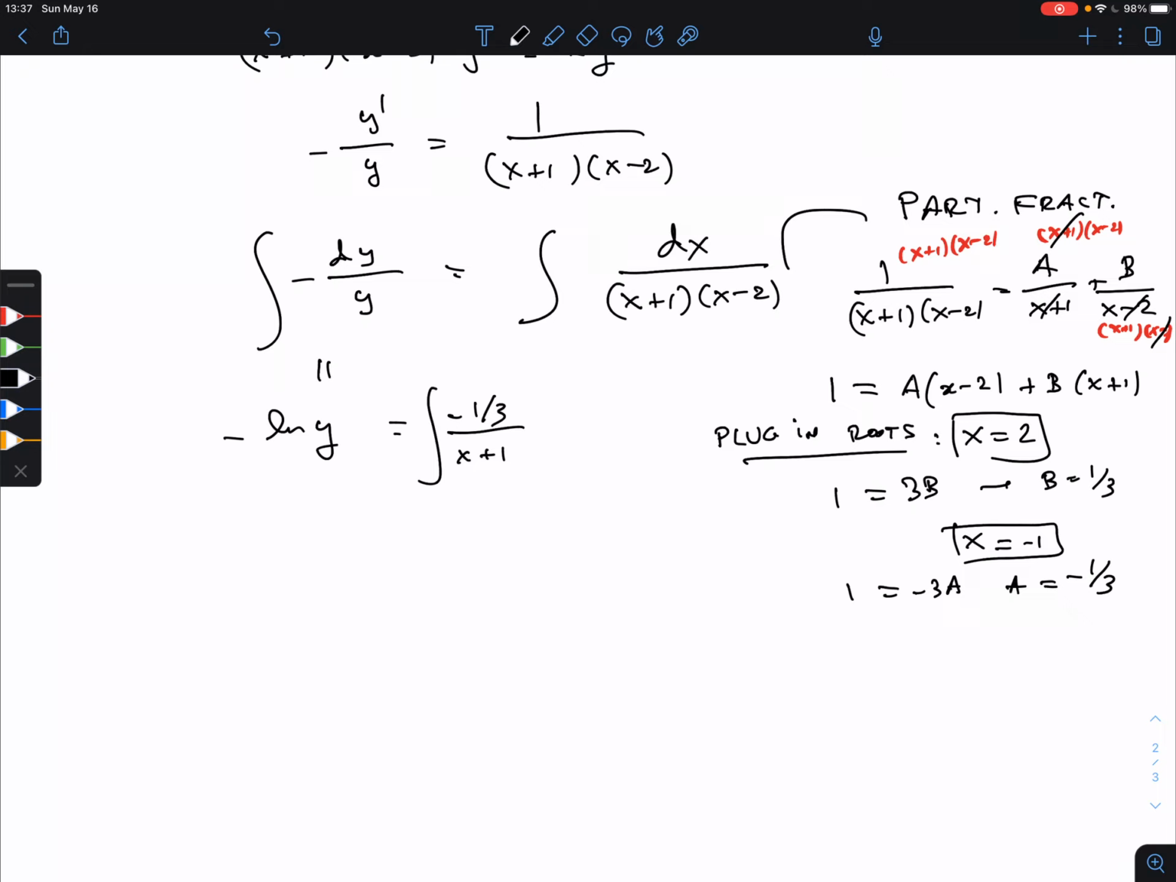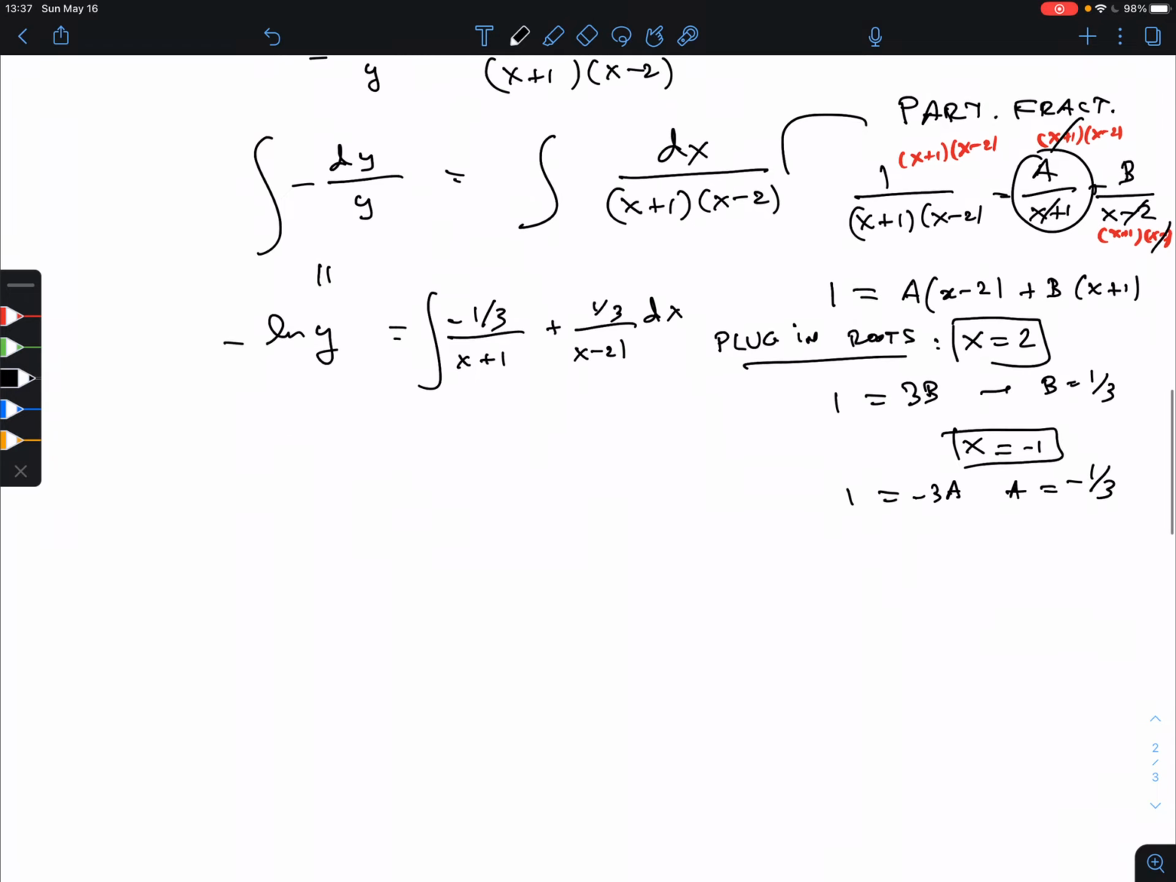Yeah, be sure that I put it on the top of the right one. Okay, plus 1/3 x minus 2 dx. Great. All these are also ln's. This is minus 1/3 ln x plus 1 plus 1/3 ln x minus 2 plus a constant. Remember, we're trying to solve the general solution here. In this particular case, it's the general solution that we look for.